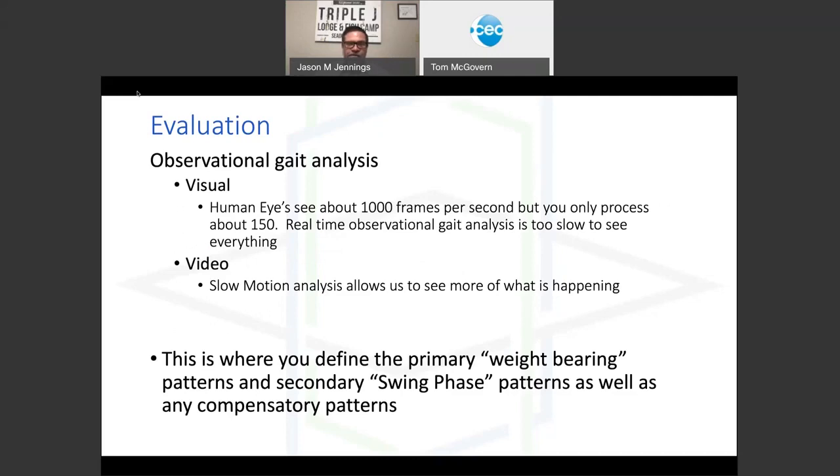And then we move on to our observational gait analysis. Visual observational gait analysis really is a little deficient. The eye frames at about 1,000 frames per second, but we really only process about 150, or 10%, of the information that we're seeing. I like to take a video of my patient so that I can slow it down and really see what's going on. And I think when you're able to slow things down, this is where you're able to define the primary or weight-bearing patterns and the secondary swing phase patterns, as well as some compensatory patterns.